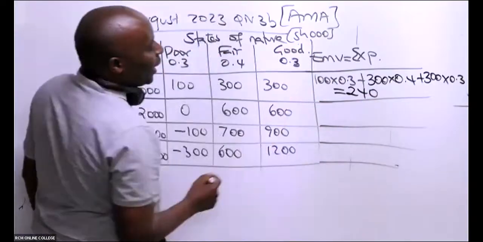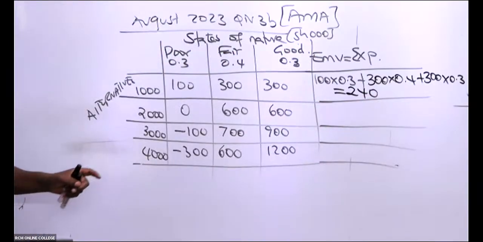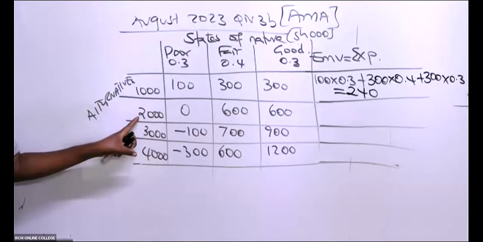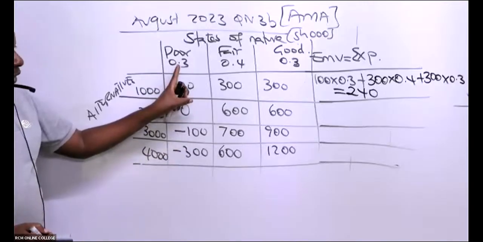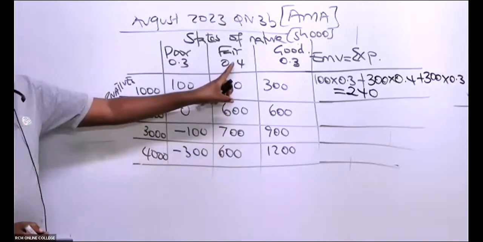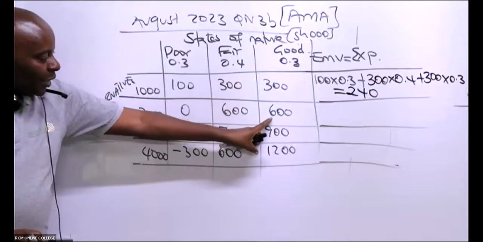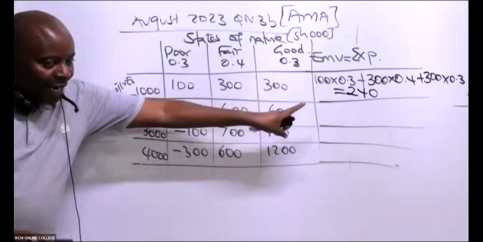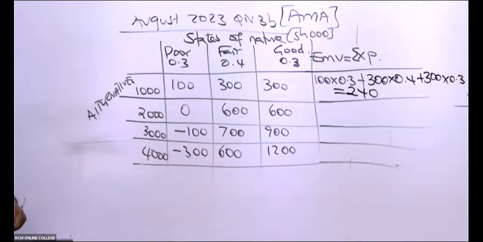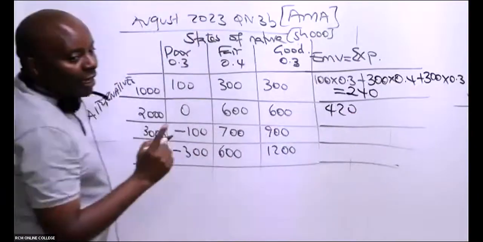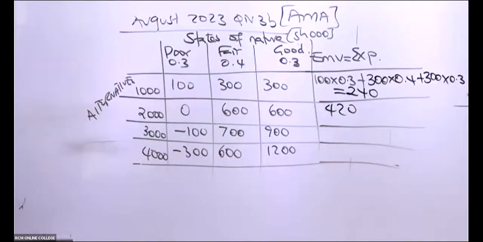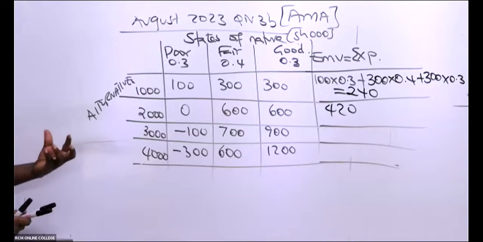Now, with your kindness, are you able to give me the expected monetary value should I sell 2,000? Without writing anything: it will be 0 times 0.3 plus 600 times 0.4 plus 600 times 0.3. Give me an answer, somebody there. 420. So I'm being given a figure of 420. I hope everybody is able to follow. Thank you so much, Jebet. The online students, I would really want to hear from you.